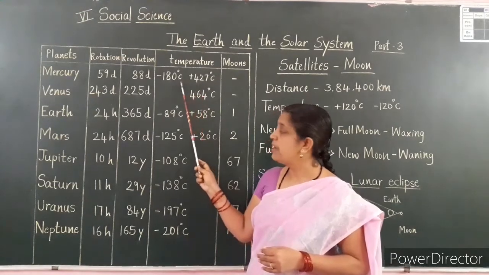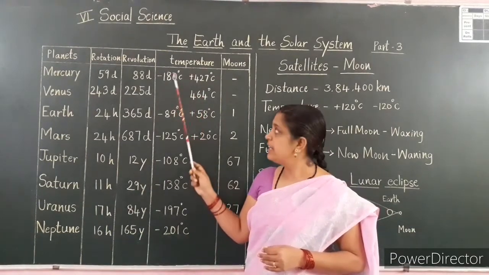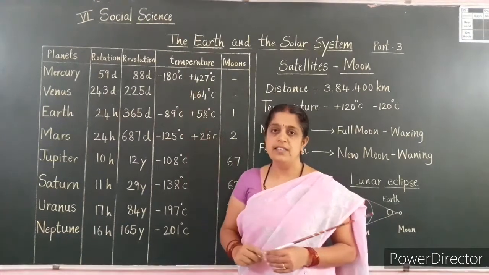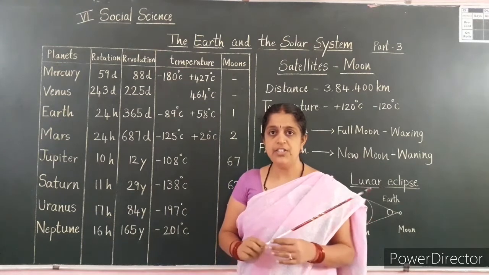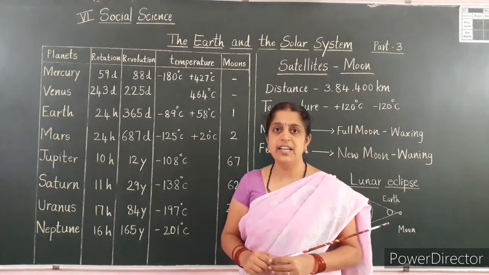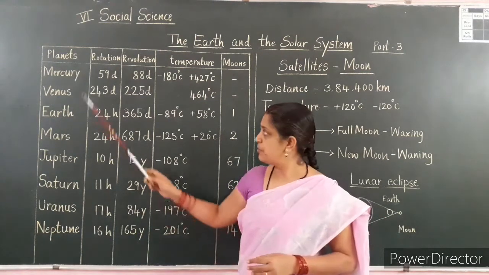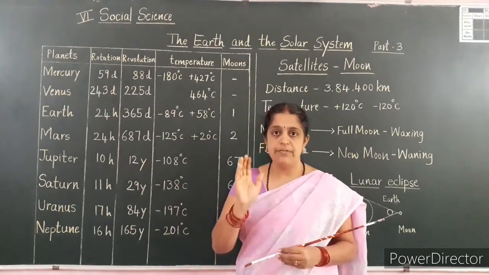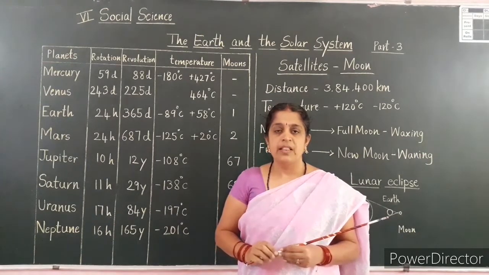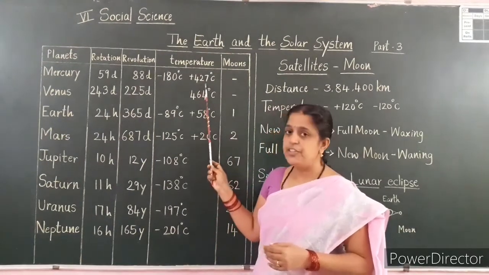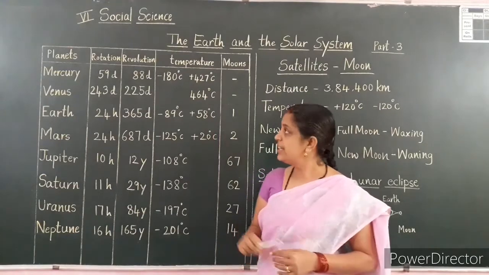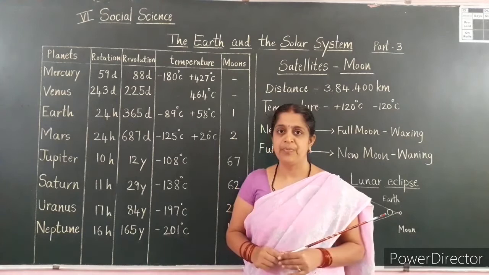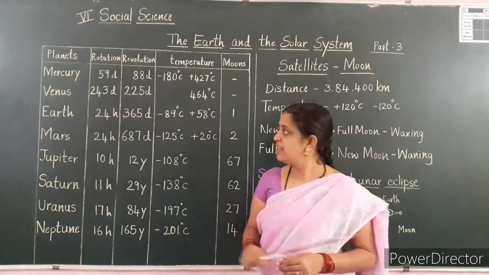At the same time, on the other side, the temperature is very low. That is minus 180 degrees Celsius. The lowest temperature is recorded on the other side. Because of this slow rotation, one hemisphere of Mercury faces the Sun. That leads to the high temperature. Next, it has no moons. It has no moon. Next is about Venus.